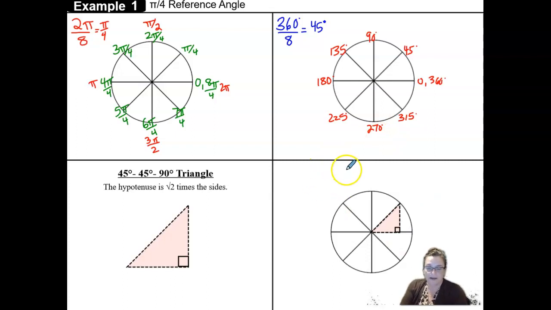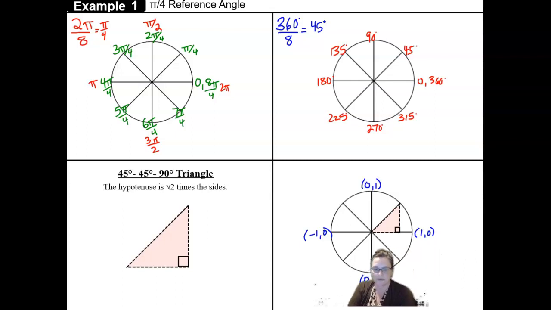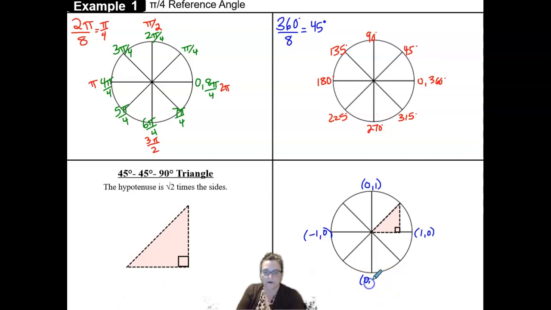Okay, next we want to find the coordinate at each one of these angles going around the circle. And we already know the coordinates of the quadrantal angles. So at 0, we have the point 1, 0. Then at pi over 2 is the coordinate 0, 1. At pi, we have a coordinate of -1, 0. And then at 3 pi over 2 is our point 0, -1.